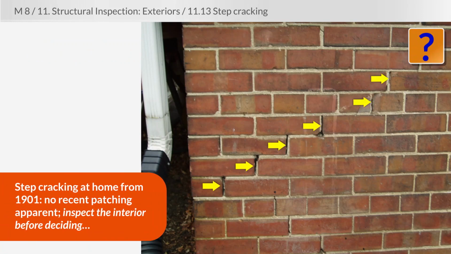Here is some classic step cracking on a home from 1901. I doubt that it cracked recently. There has been no obvious patching done. There doesn't appear to be very much of any differential settlement or movement. And that's why I put the question mark in this photo, because just based on what you see here, there's really not much wrong. However, as you know, you should inspect the interior before deciding for sure whether this is a problem or not.